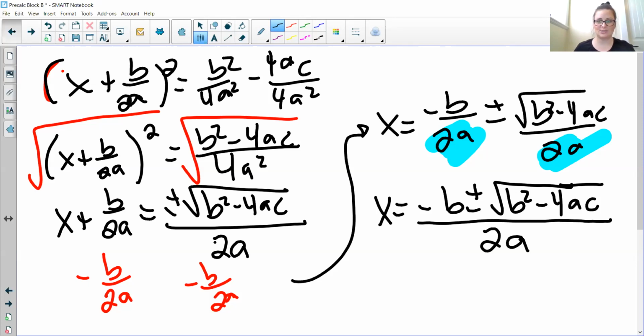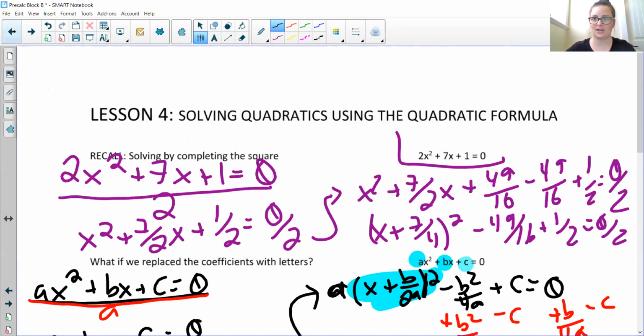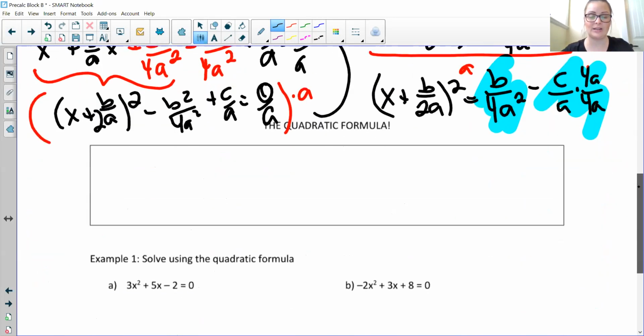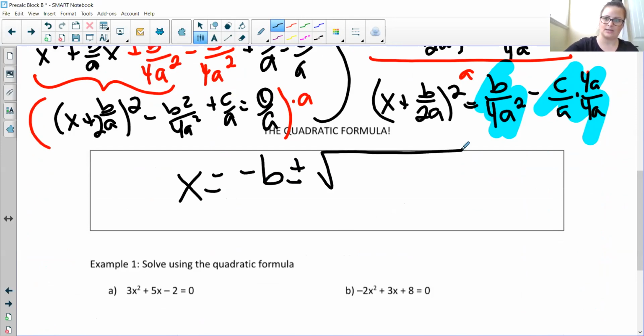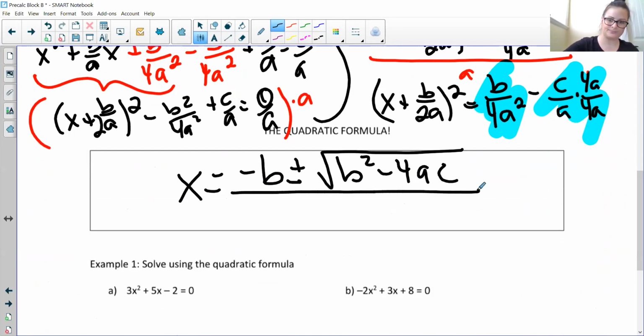Will you be asked to derive that for me in Pre-Calc 11? No. Will you be expected to use it and be able to use it? Yes. So x is going to equal negative b plus or minus the square root of b squared minus 4ac over 2a.